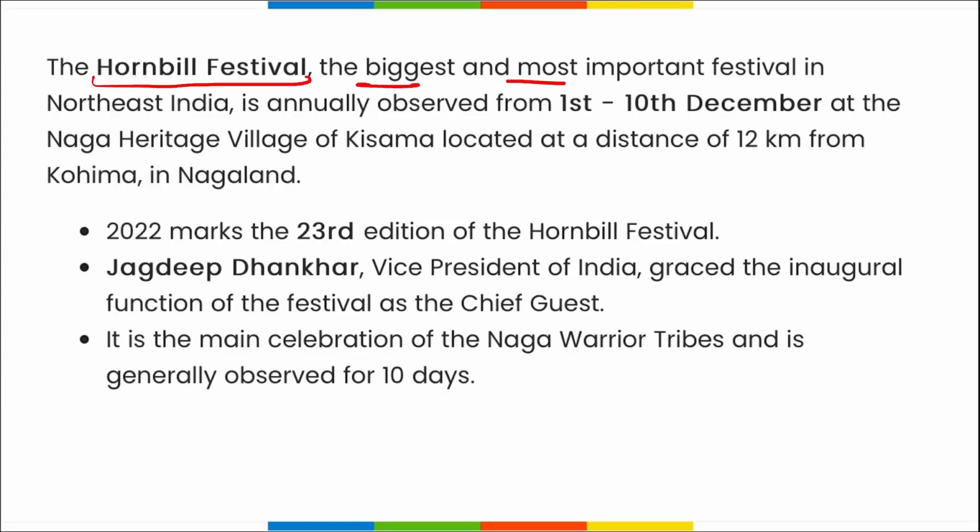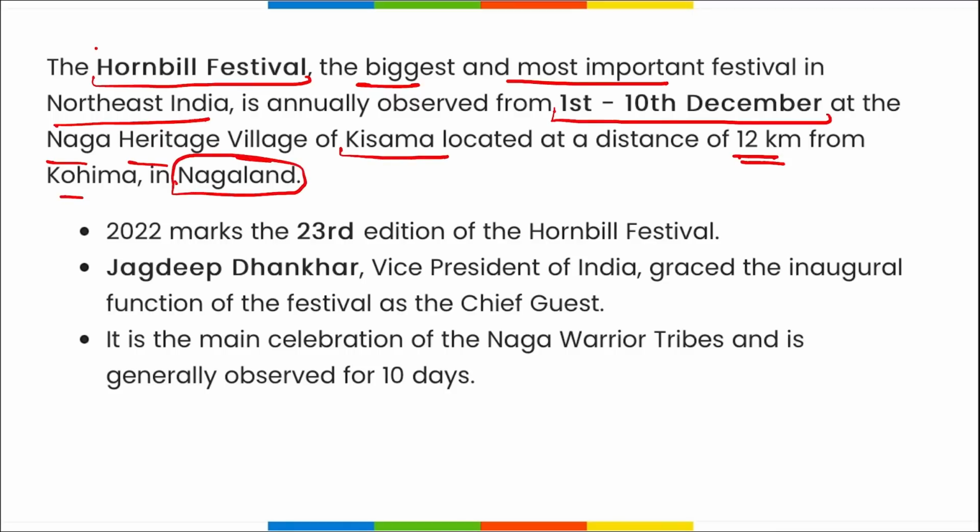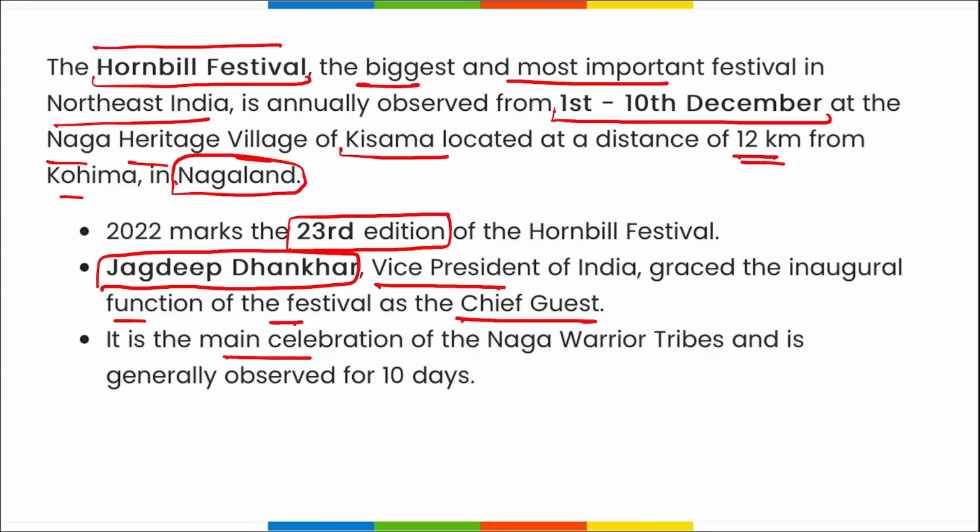This is the biggest and most important festival in Northeast India. It is observed from 1st to 10th of December at the Naga Heritage Village in Kisama, that is located at a distance of 12 km from Kohima in Nagaland. So a question can be asked directly: Hornbill Festival is observed in which state? It is observed in Nagaland. Then this is the 23rd edition of this Hornbill Festival observed in 2022. Our Vice President of India, Jagdeep Dhankhar ji, graced the inaugural function of the festival as the chief guest. It is the main celebration of the Naga warrior tribes and it is generally observed for 10 days.